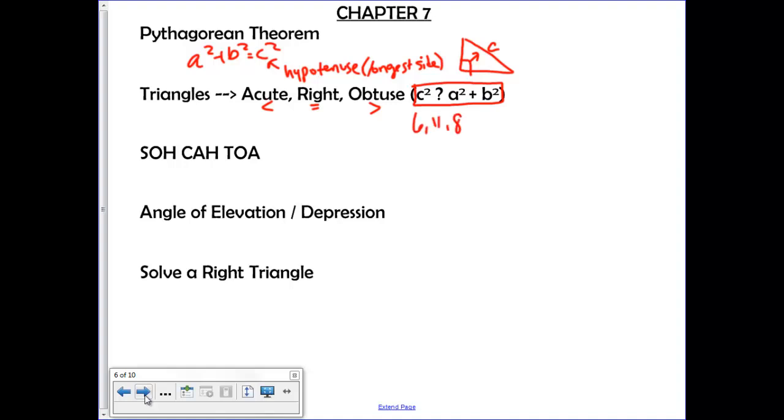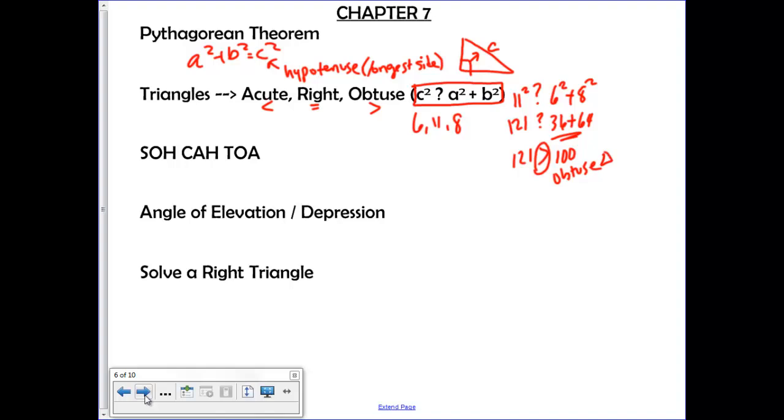6, 11, and 8. So what goes first? 11 squared question mark 6 squared plus 8 squared. 121 is greater than 100. So because it's greater than, it is obtuse. It's an obtuse triangle.